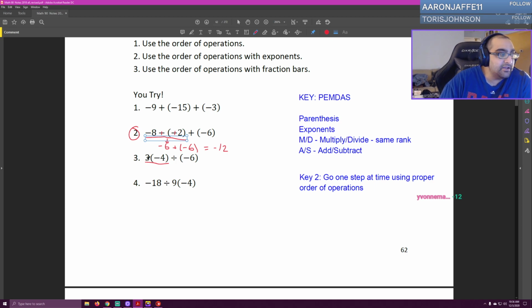Negative 12, right? We have a positive times a negative number, so that's going to be negative 12. And then we're going to divide that by negative 6. So here, in this case, we have a negative divided by a negative. What sign of that answer is that going to be? A negative divided by a negative, what's the sign of the answer?